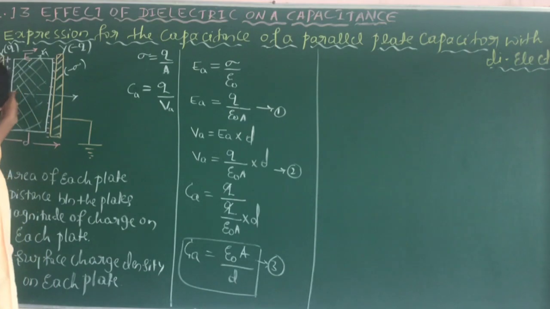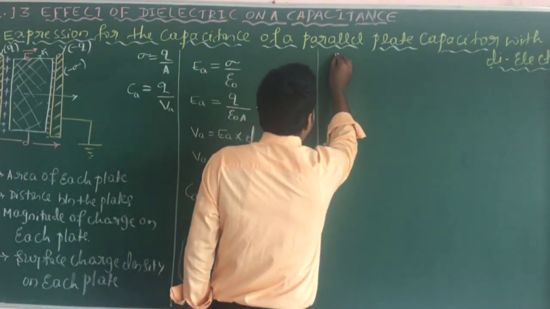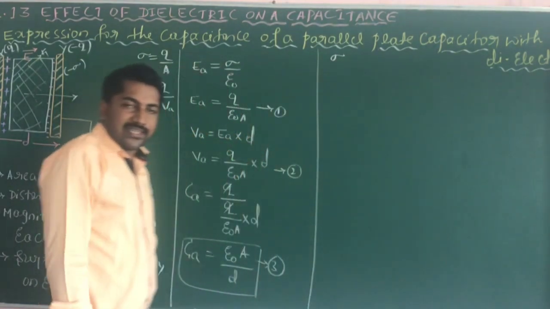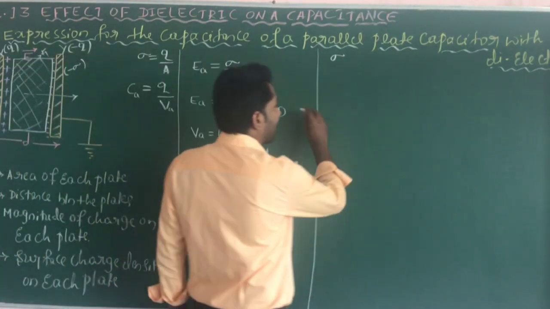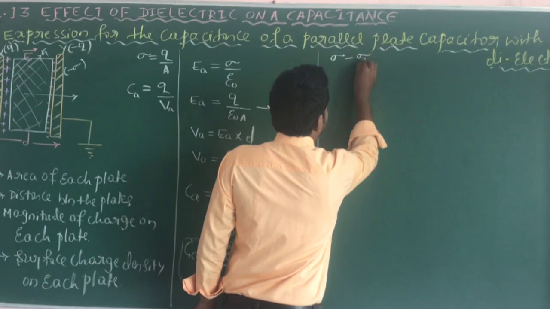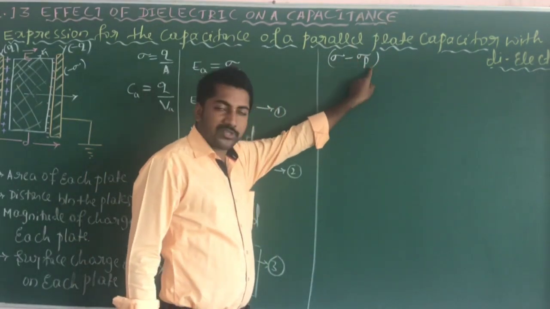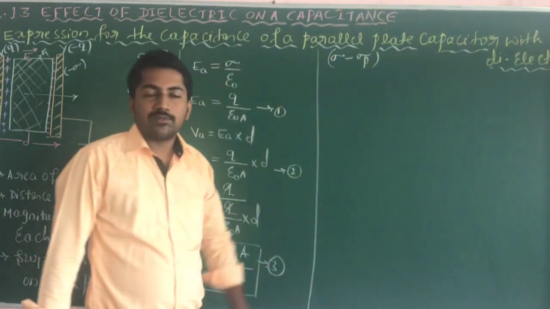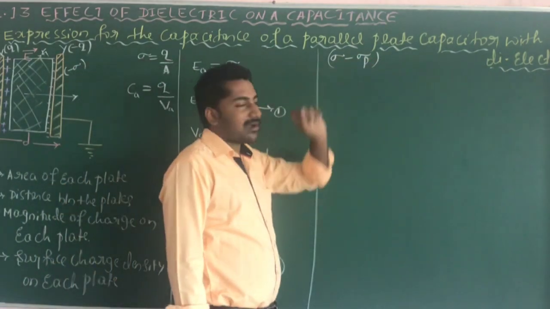When the dielectric is introduced between these two plates, it is polarized. Initially the surface charge distribution is sigma. Now the net surface charge distribution between these two plates we can write as sigma minus sigma p. Here sigma p is the surface charge distribution in the dielectric medium when it is polarized. The initial charge distribution is sigma.